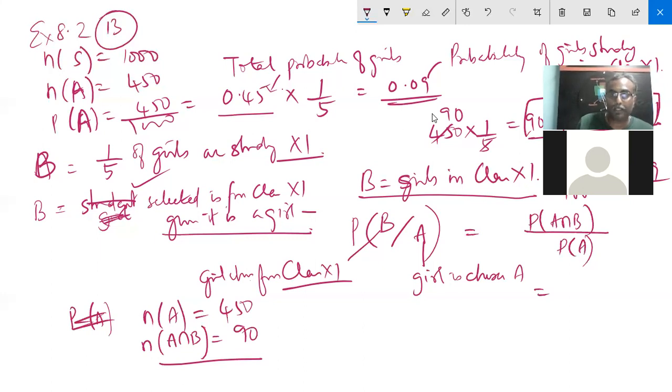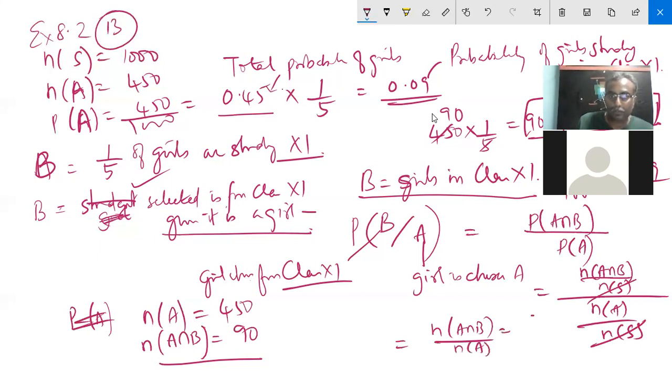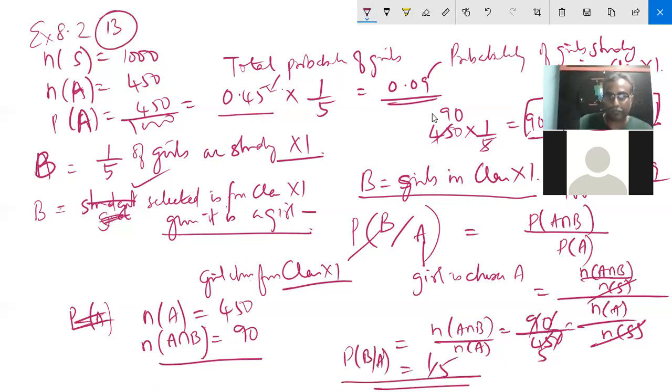So N of A intersection B by N of S, divided by N of A by N of S. N of S will cancel. That is N of A intersection B by N of A, which is 90 divided by 450, equal to 1 by 5. So probability of B given A is 1 by 5. Or you can write it also as 0.2, whichever you want. 1 by 5 is enough. This is also a conditional probability problem.